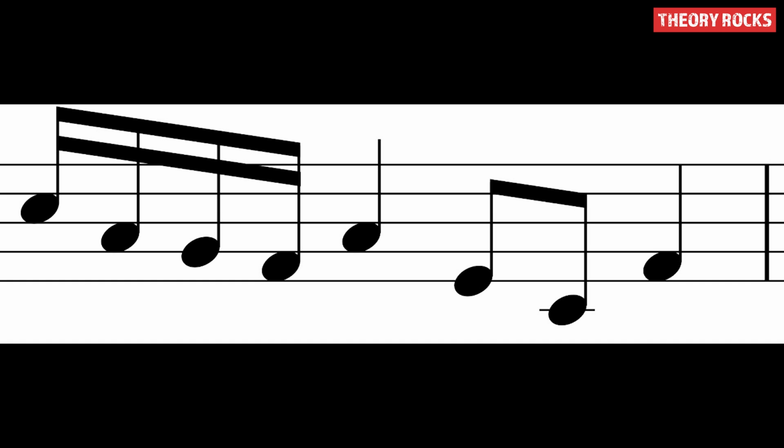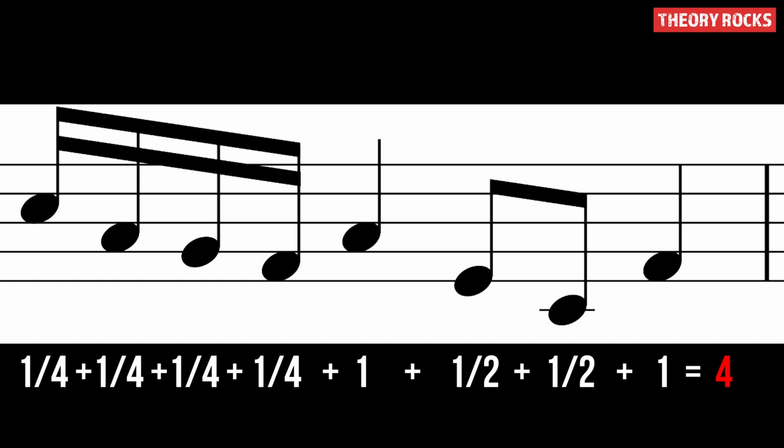Here we have 4 semiquavers, a crotchet, 2 quavers and another crotchet. Let's add them up. The semiquavers are a quarter of a beat each, and here are 4 of them, so this is 1 beat. A crotchet is also 1 beat. 2 quavers are half a beat each, so that equals 1 beat, and the final crotchet lasts for 1 beat as well. So add them up and it comes to 4.